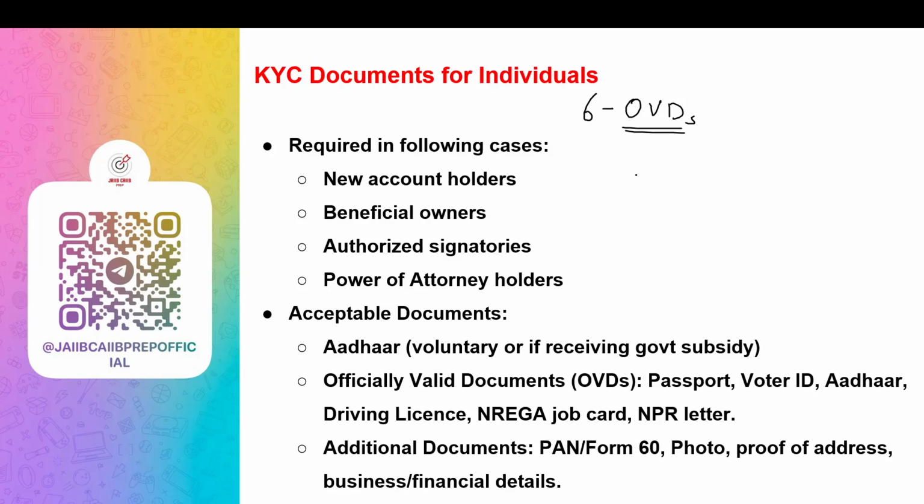Number 2, passport. Number 3, driving license. 4, voter ID. 5th is NREGA job card signed by a government official, and 6th is NPR letter with name and the address. A question might come in your exam asking whether PAN is an OVD or not. PAN is not an officially valid document.